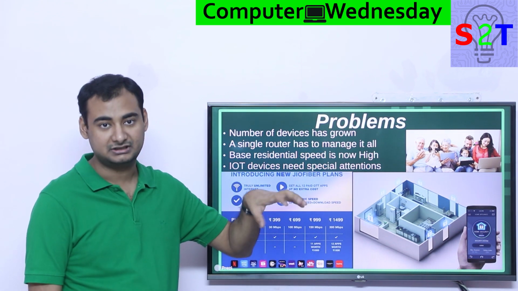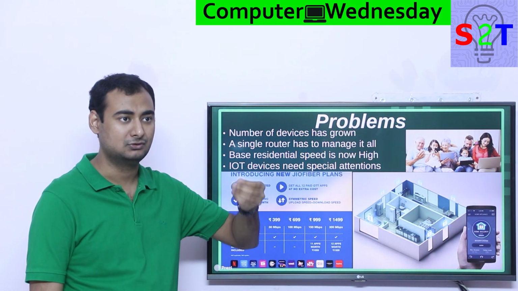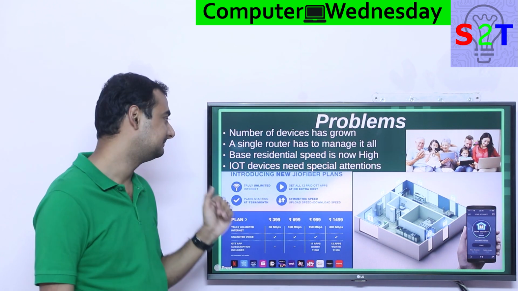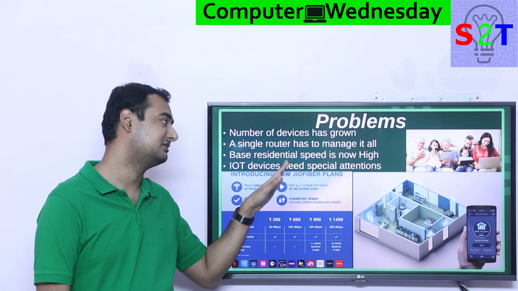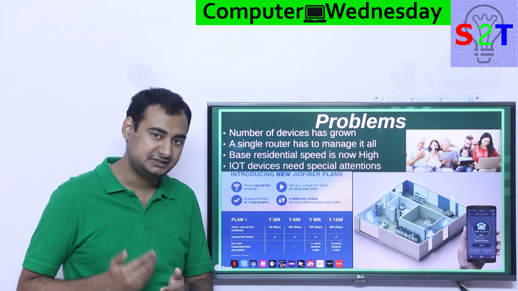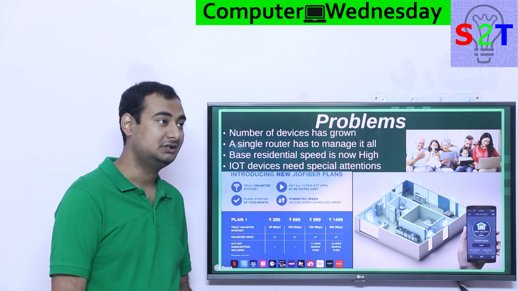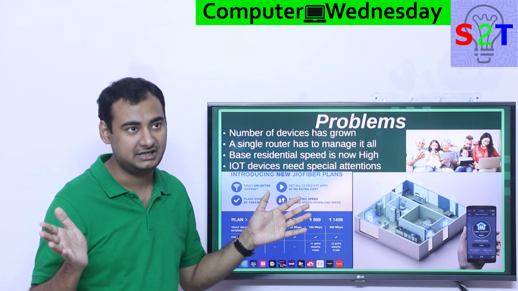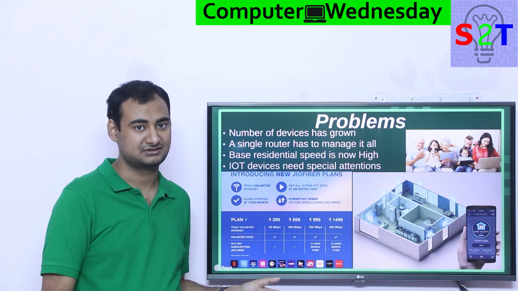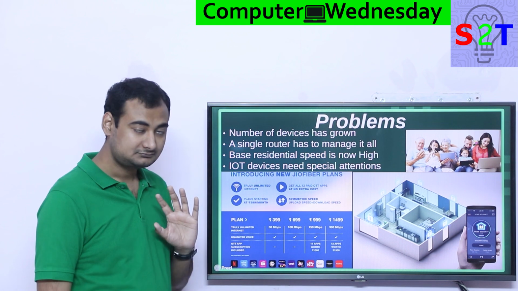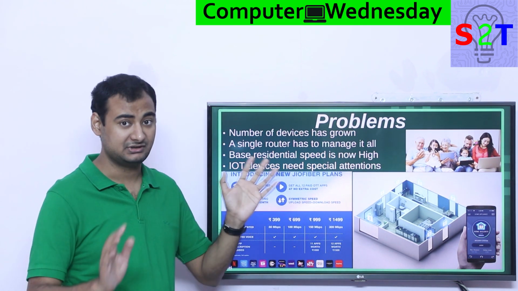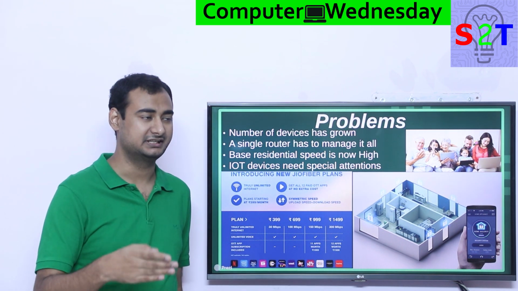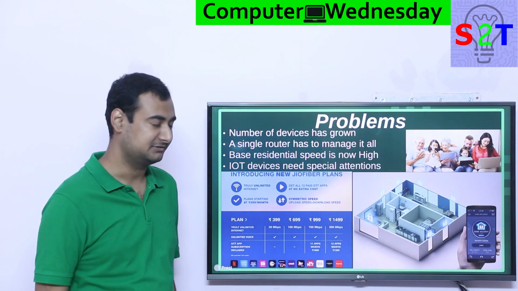Like, okay, even if let's say you have a fat pipe coming to your home, this router is the choking point. What's the point? So base residential speed is now high. What does that mean? That inherently means even in India, for example, you can get a fiber connection almost anywhere. If your state or city has multiple airports, there is a very good chance you live nearby. So you can get a fiber connection, and in big cities you have multiple fiber providers, so you can easily get a 1 Gbps connection. It's not that big of a deal.